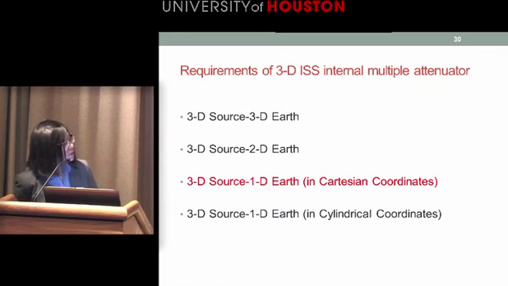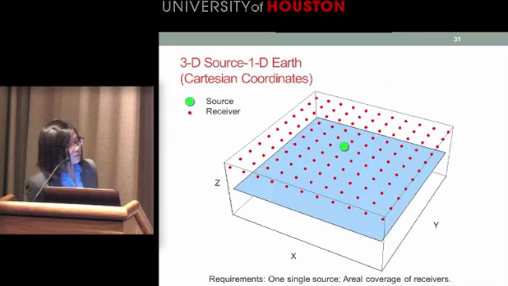Even for a 1D Earth, if you consider the 3D source in it, in Cartesian coordinates, you can't avoid this coverage of receivers, which means our algorithm asks you to have one single source, but also the area coverage of the receivers to obtain the kx and the ky in Cartesian coordinates.